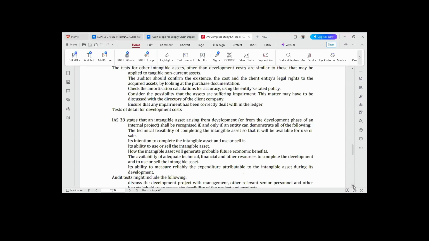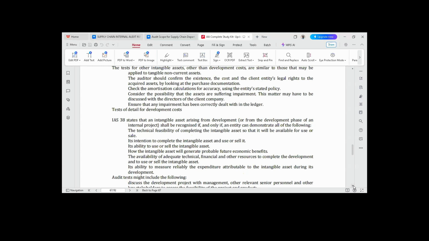So we also have what is called development cost. IAS 38 states that an intangible asset arising from development cost shall be recognized if and only if an entity can demonstrate all of the following. Normally you write off development cost. Research and development are together, so they are supposed to be written off. But you can capitalize development costs if these conditions are fulfilled.